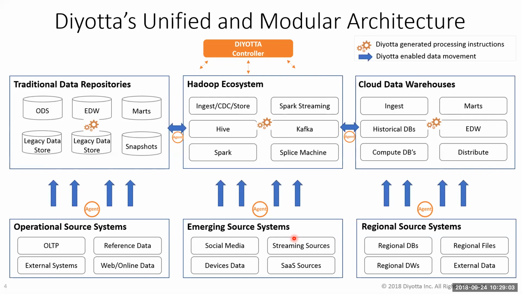So if you look at Diyotta, it has two major components: the Diyotta controller and agent. The agents are basically tiny software that can sit on the source or near the source, which extracts the data efficiently from the source systems and loads it into your target system. Once the data is loaded, the controller sends native, platform-specific instructions to the agent, which will perform all the transformations on the underlying platform.